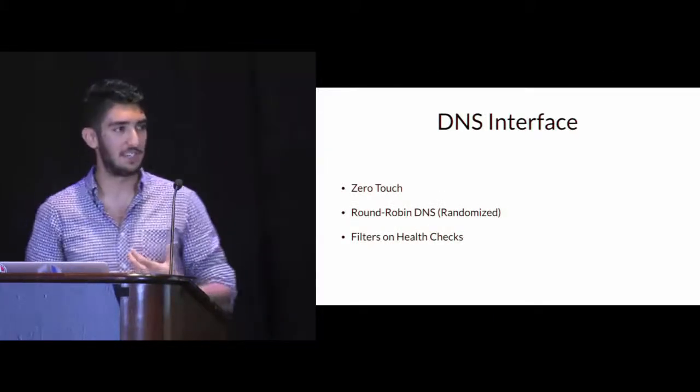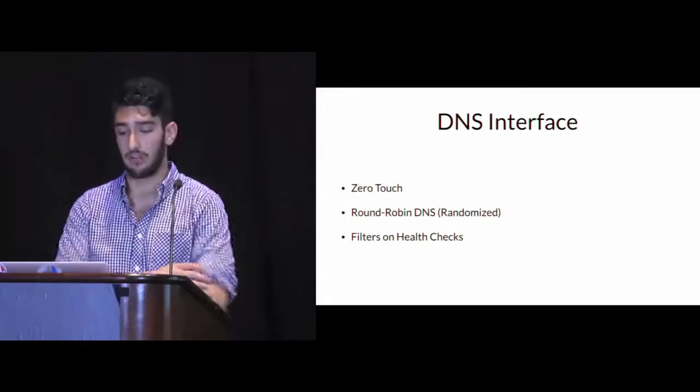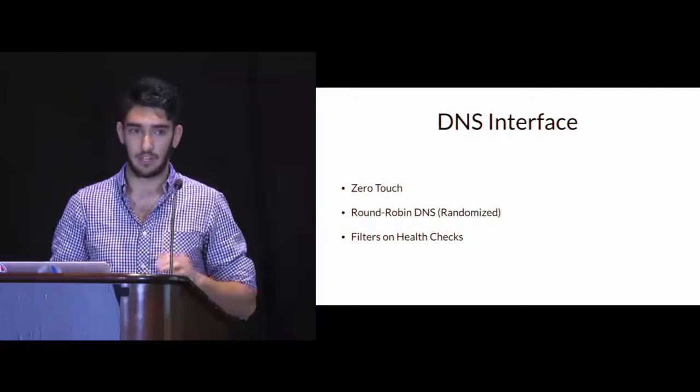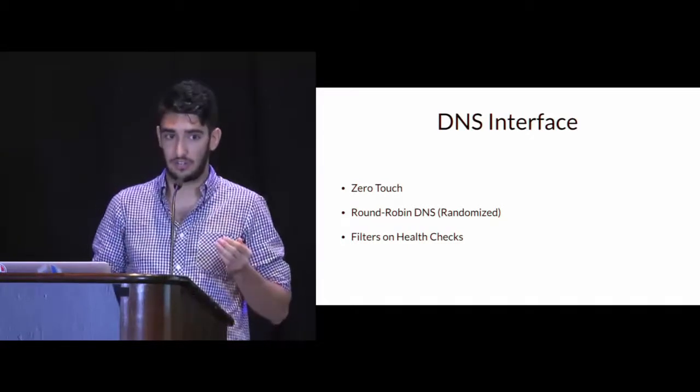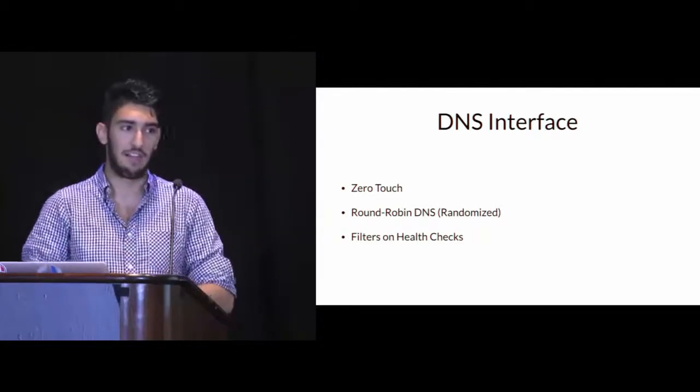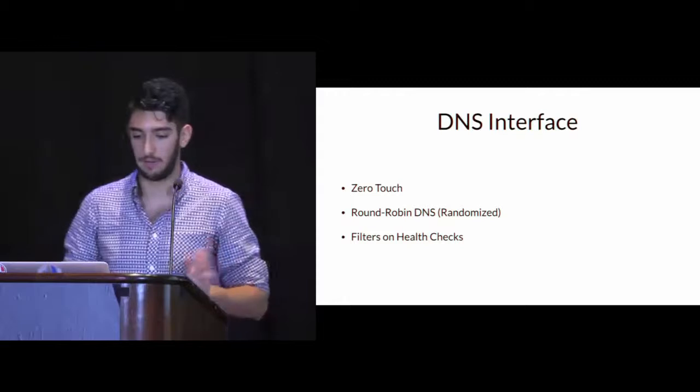In this sense, the DNS interface gives us a zero-touch approach for doing service discovery, right? I didn't have to write any application code to register my service. I didn't have to write any application code to discover the location of Redis. I simply gave it one JSON file, started issuing DNS queries, and boom, I have service discovery working, right?